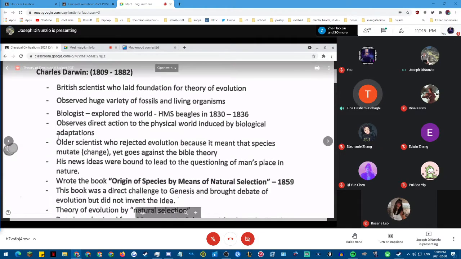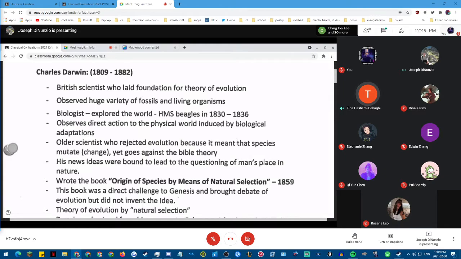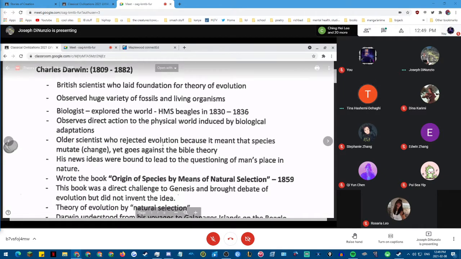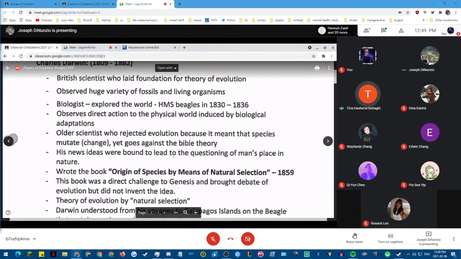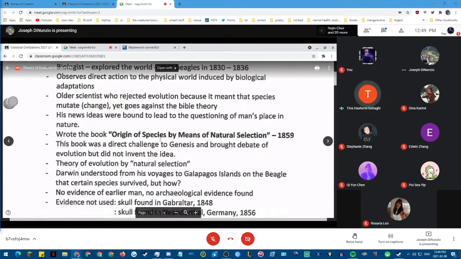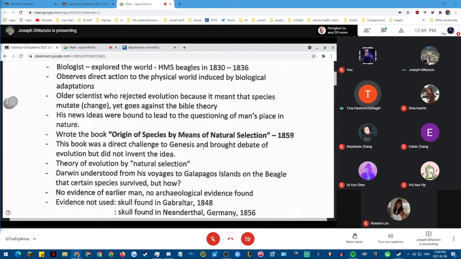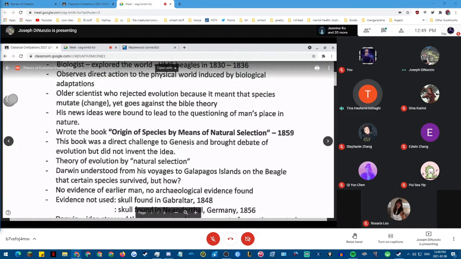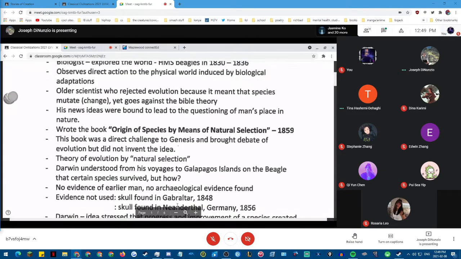So he was an older scientist who rejected evolution because it meant that species mutate, so change, which goes against the Bible theory. His new ideas were bound to lead to the questioning of man's place in nature. So he wrote the book Origin of Species by Means of Natural Selection, 1859. This book was a direct challenge to Genesis and brought debate of evolution, but did not invent the idea. Theory of evolution by natural selection.